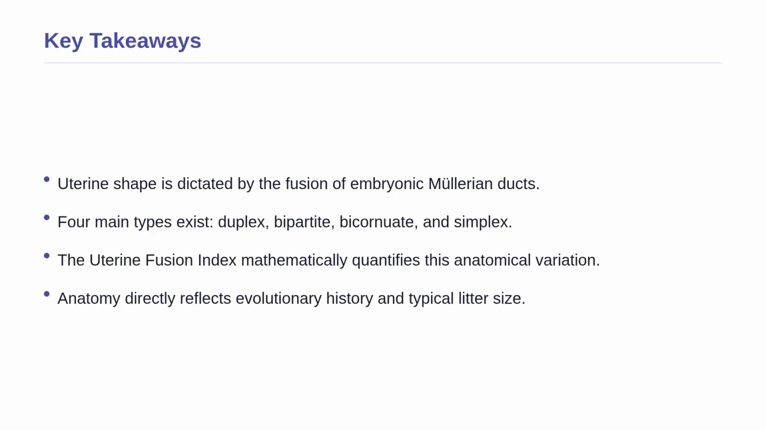Finally, we can quantify this anatomy using the uterine fusion index, which links physical structure directly to an animal's evolutionary history and typical litter size. You now have a solid understanding of how mammals have evolved to successfully reproduce across diverse environments.